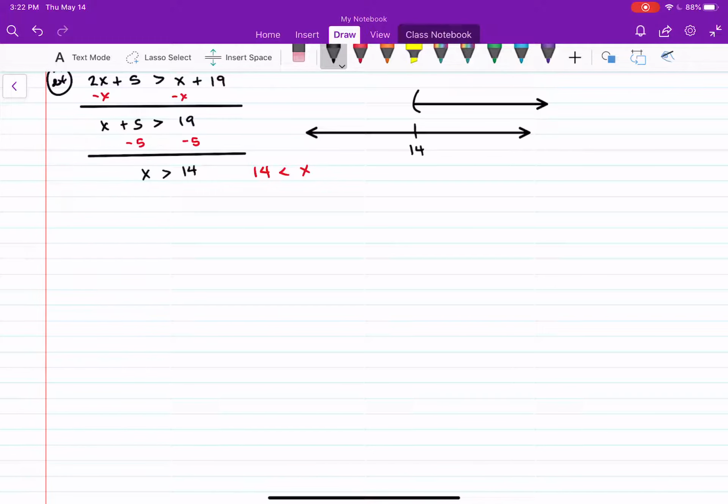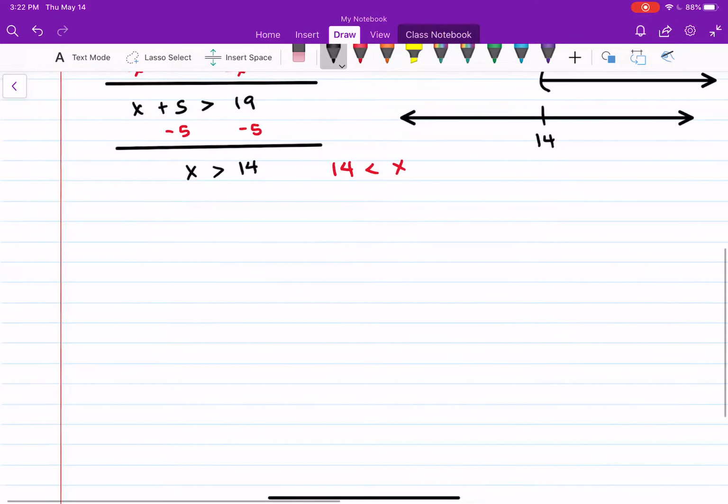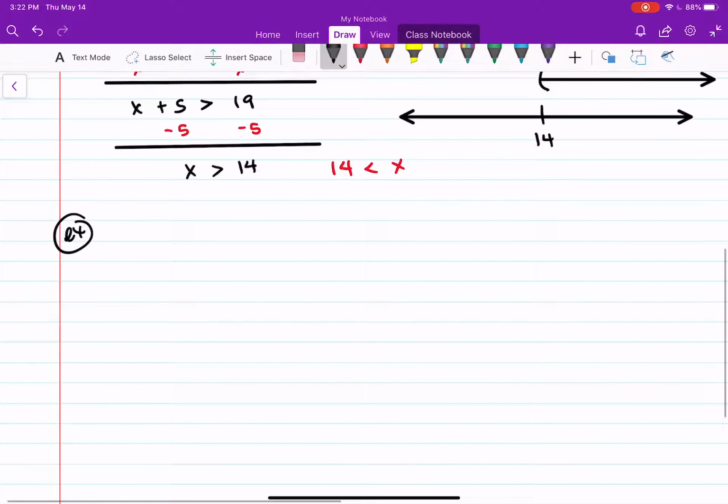Oh, they don't have you solving those? Dang it. They don't. There's only a graph, so I could have started with this. So for example, what if they gave you this?